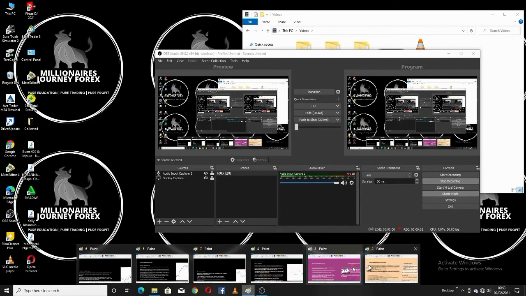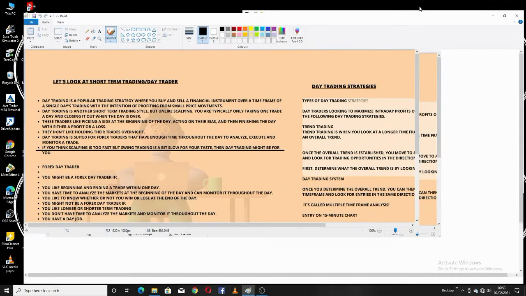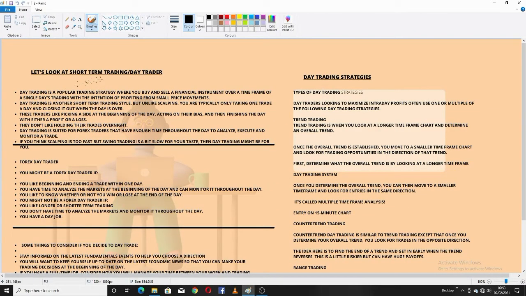Okay, so let's look at short-term trading, known as day trading. Day trading is a popular trading strategy where you buy and sell a financial instrument over a time frame of a single trading day with the intention of profiting from small price movements. So day trading is whereby a trader opens trades in the morning and closes them by the end of the day, with the hope of making profits each and every day.